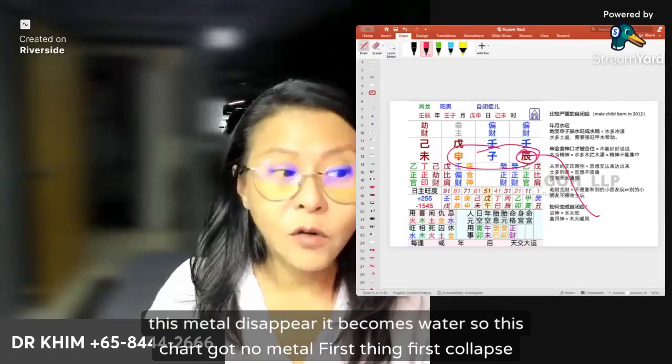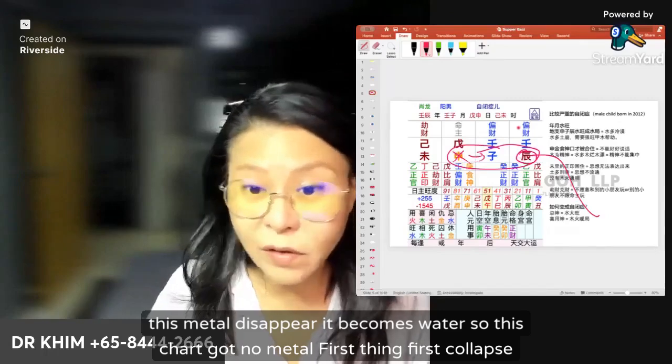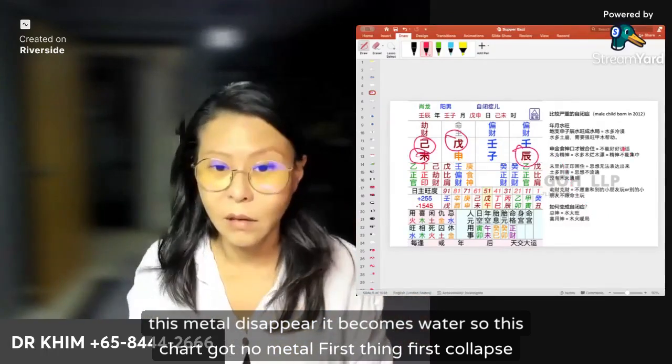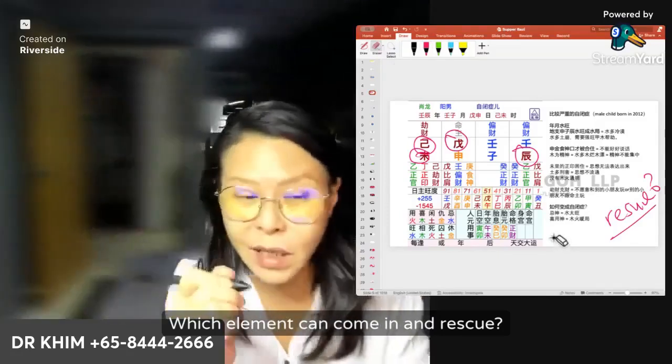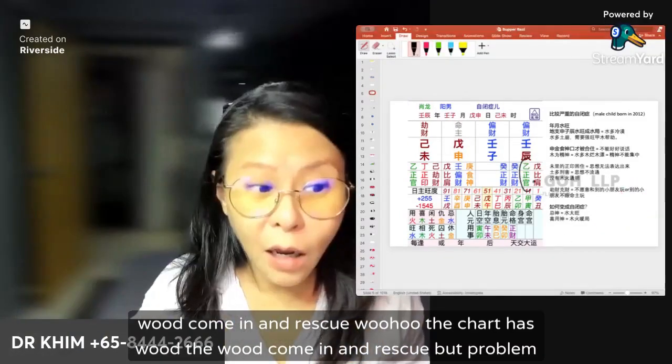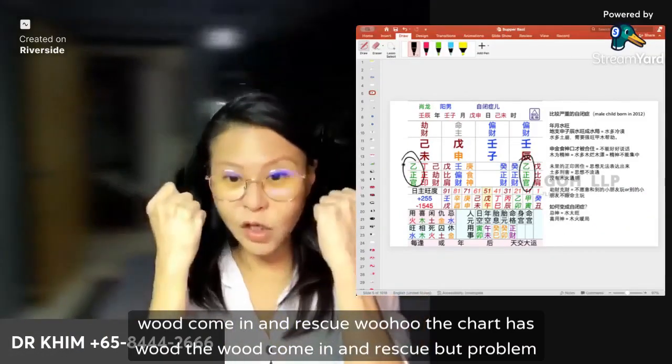This metal disappears, it becomes water. So this chart has no metal. First thing first, collapse, never mind. Is there a rescue or not? Which element can come in and rescue? Wood comes in and rescues. Woohoo! The chart has wood. The wood comes in and rescues.